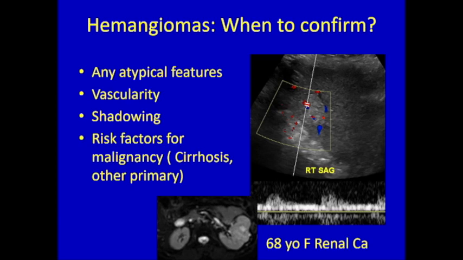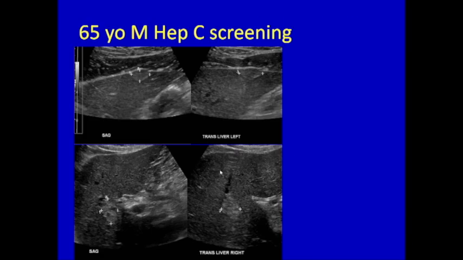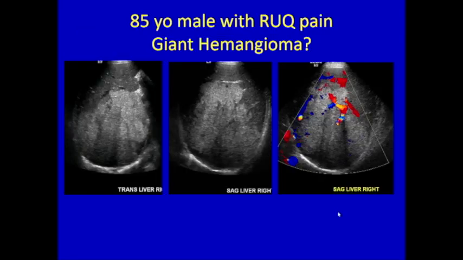So what do I do with them? Well, when should I confirm them? If they have any atypical features, vascularity, even though this can be normal in hemangiomas, you still want to be sure it's not something else. Is there shadowing or risk factors for malignancy? So I'll show you some examples here. Here's a patient with Hep C who we were doing a screening for cirrhosis. And again, this looks fairly classic here, but it's a high-risk patient, so he goes on and he gets his MR.